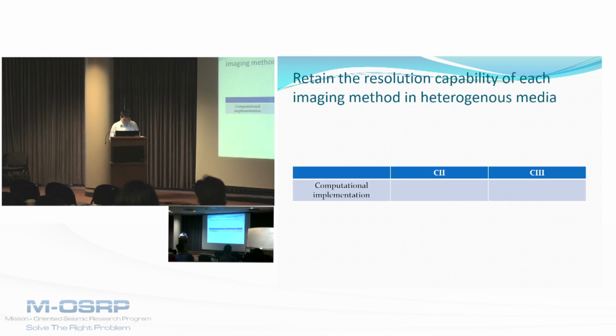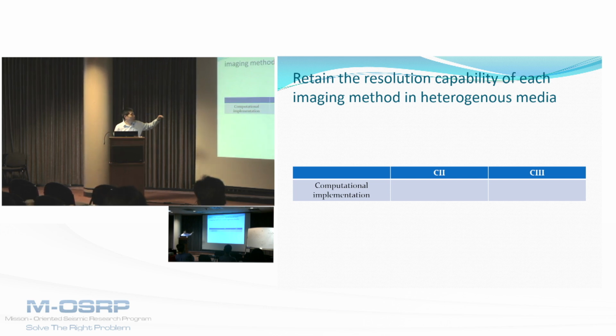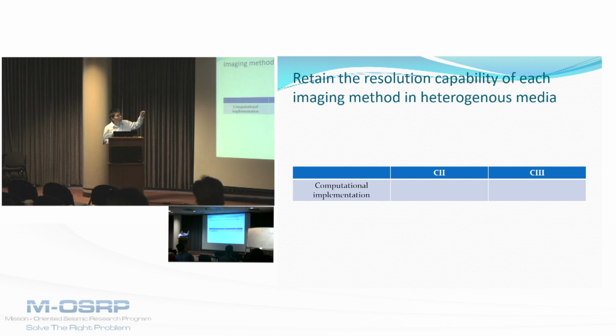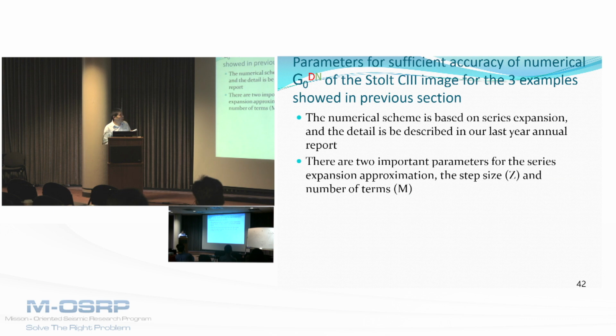So, finally, I would like to talk a little bit about the numerical implementation for the three examples I showed you, for C2 and C3. We start from C3. The numerical scheme for C3, the G0DN calculation, is based on the Taylor series expansion. The detail is described in our last year annual report. You can find that if you have more interest.